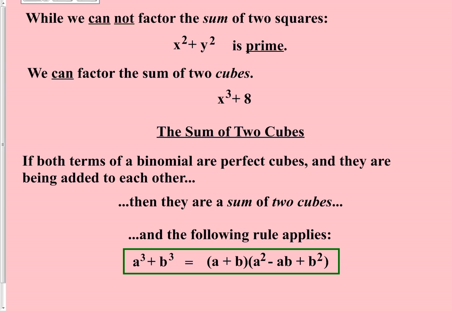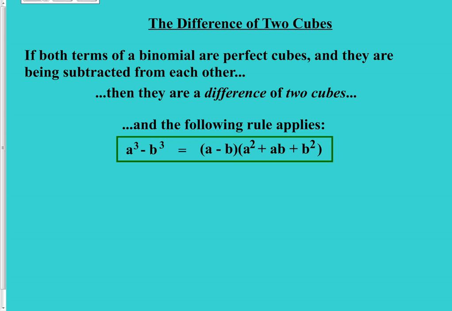Okay, so we have a perfect cube in each of those positions, in the lead term and the trail term, and that factors into a sum of the cube root of each of those two terms, and then that's multiplied by the cube root of the lead term squared minus the cube root of the lead term times the cube root of the trail term plus the cube root of the trail term squared. Now it sounds a whole lot worse to say that out loud than it actually does to work it out in a problem, so be sure to look at the examples if you've forgotten.